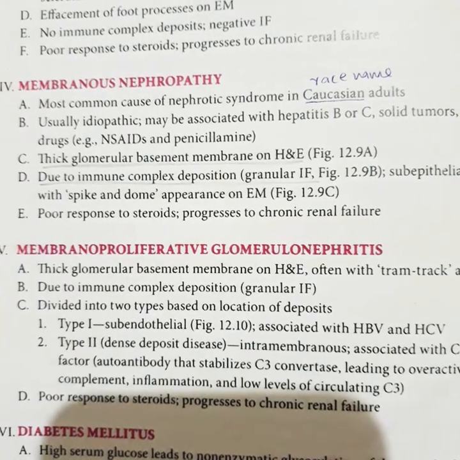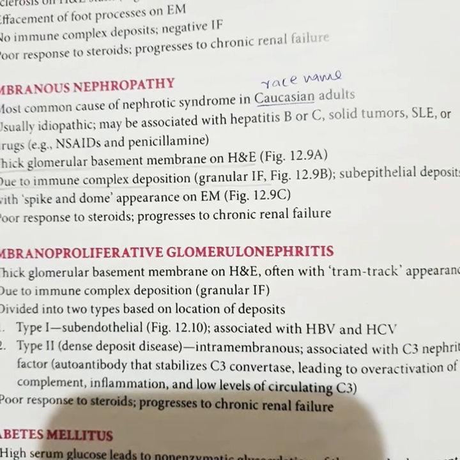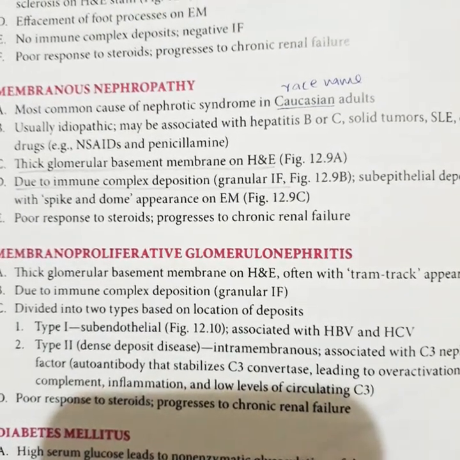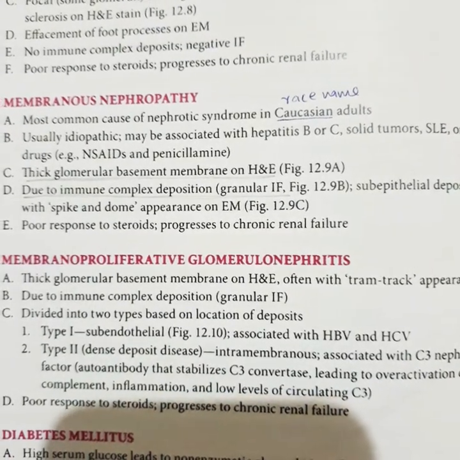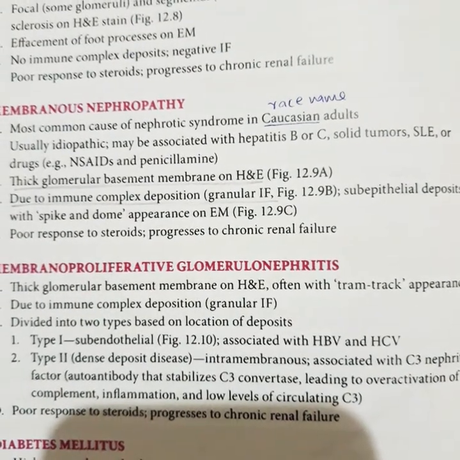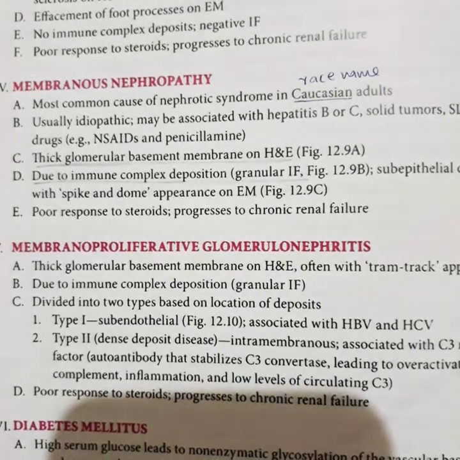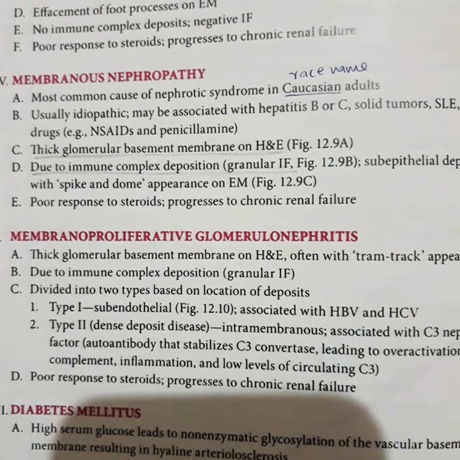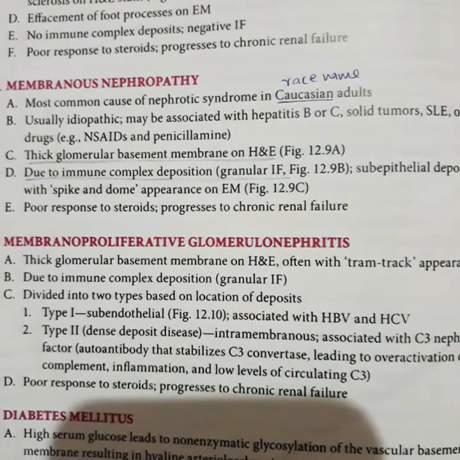Membranoproliferative glomerulonephritis, thick glomerular basement membrane that gives an appearance called tram-track appearance. Due to immune complex deposition, it's divided into two types based on location of deposits. Type 1, subendothelial deposits, associated with HBV and HCV. Type 2, dense deposit disease, intramembranous, associated with C3 nephritic factor.